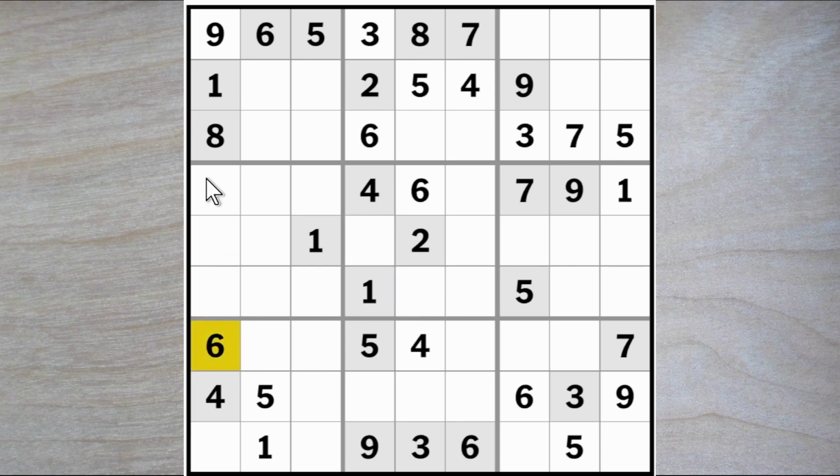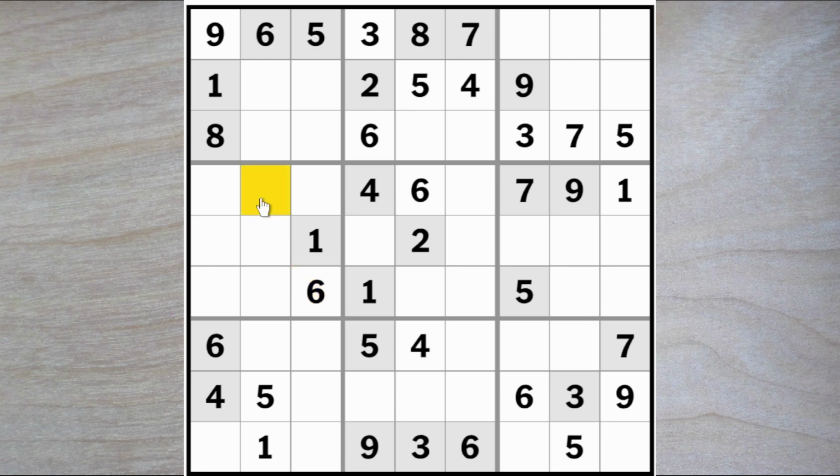Now we got 6 blocking up and down and 6 blocking over. So here's a 6. And now we're seeing some more restrictions across here, I think. We're looking for a 2, 8, 5, and a 3.